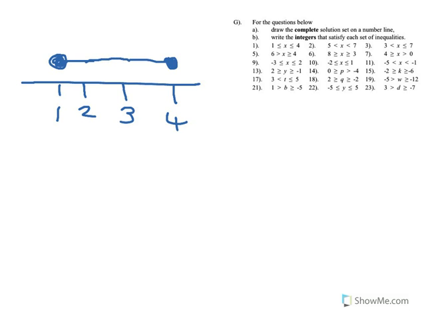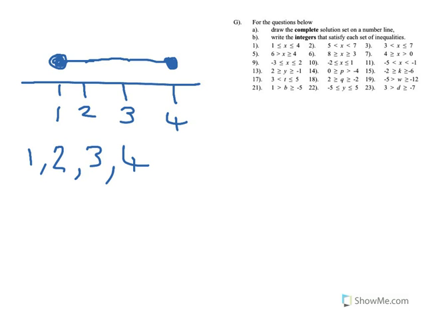Part B says write the integers that satisfy each of the inequalities. Now there's an infinite amount of numbers between 1 and 4 if you think of all the decimal numbers there could be. So what are the integers, the whole numbers? Well, remember, this is equal to. So our answer for part B would be 1, 2, 3, and 4. Be careful if it's equal to, or if it's just less than or greater than.